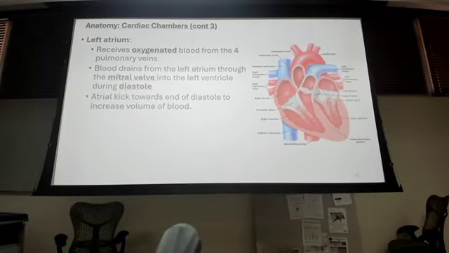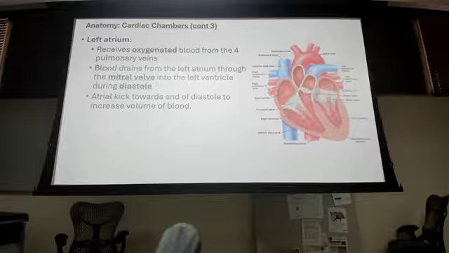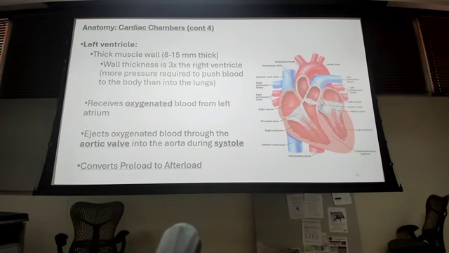It becomes oxygenated and then comes back to the left atria, and then during diastole, that blood is going to flow from the left atria to the left ventricle through the mitral valve, and then you get that atrial kick again like you did on the right side, and now you have oxygenated blood ready to be squeezed out of the left ventricle during systole through the aortic valve and into the systemic arterial system. This is where that preload is converted to your afterload, okay?